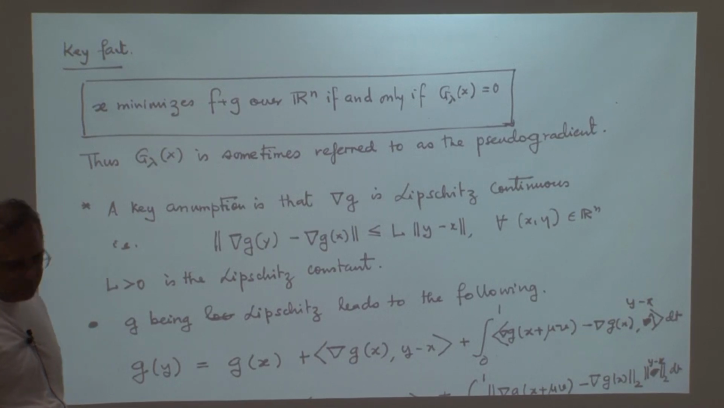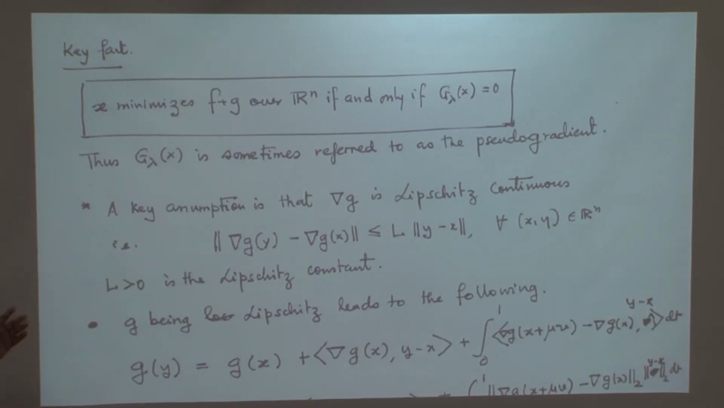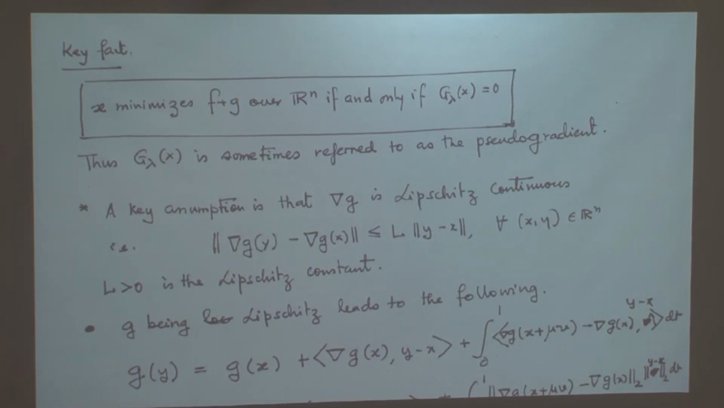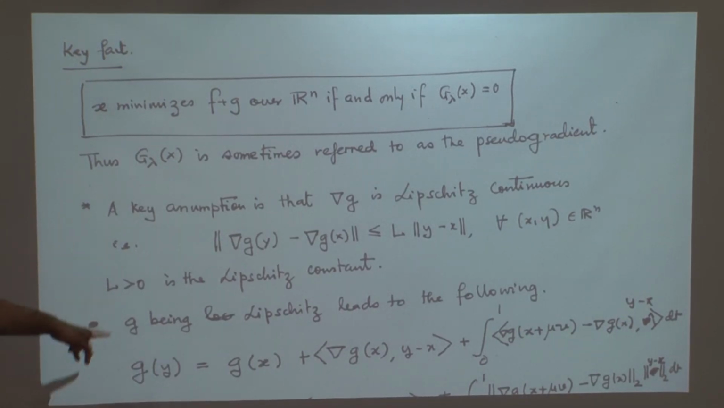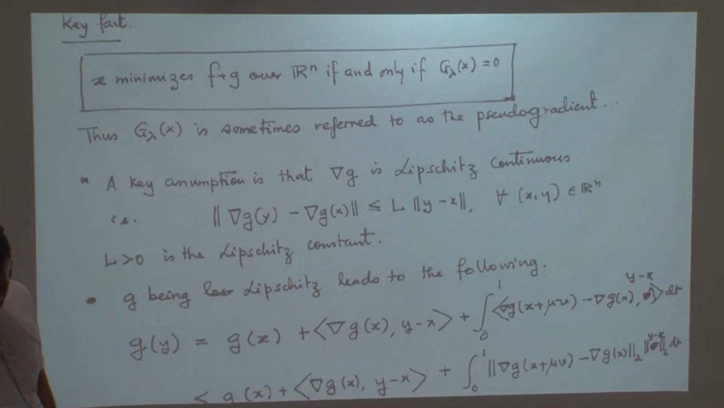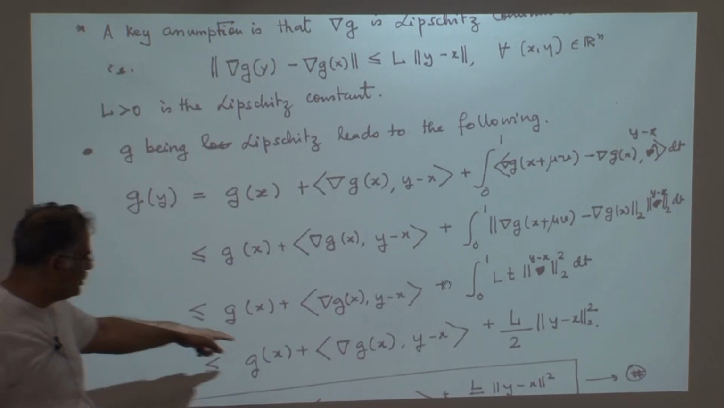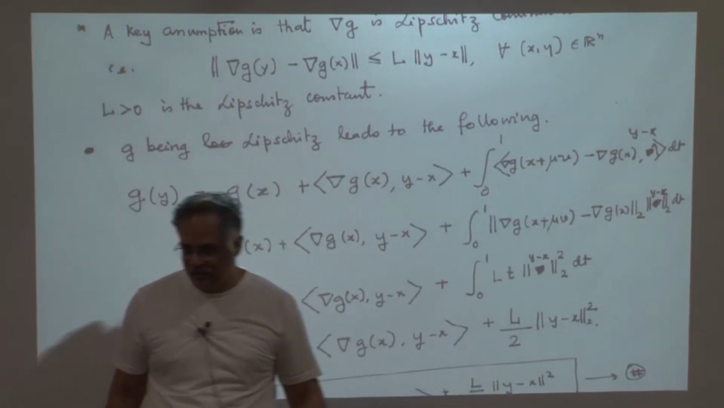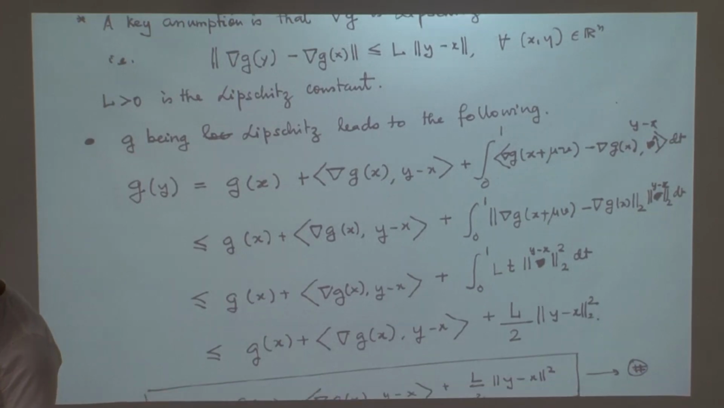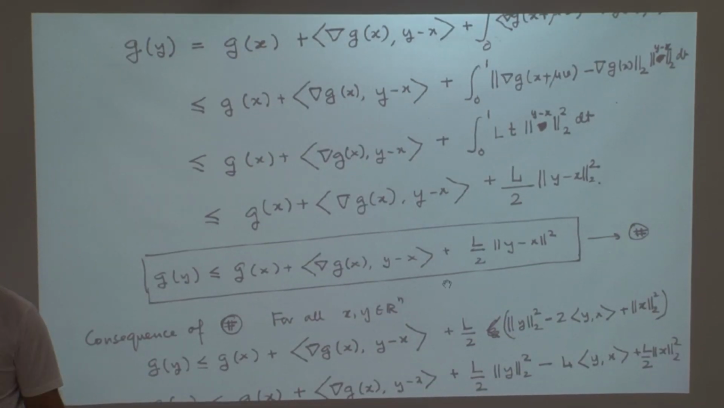So, g lambda x is sometimes referred to as a pseudo gradient. The key assumption is that grad g is Lipschitz continuous, which is exactly what I wrote. So, once you have that g being Lipschitz continuous, you can show that this following relation g of y less than g of x plus this actually holds. And these are very key relationships which we have to use.